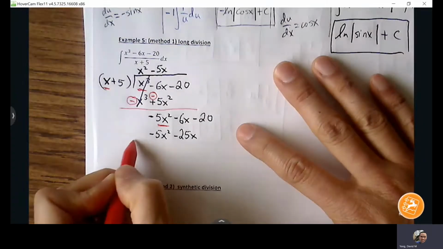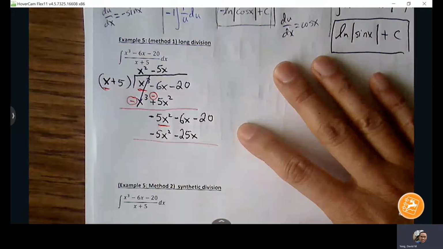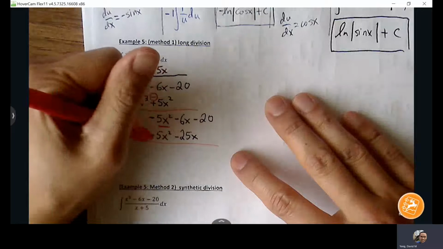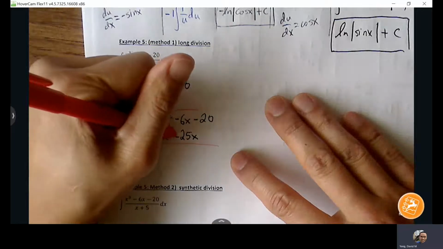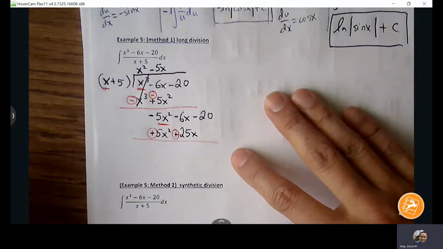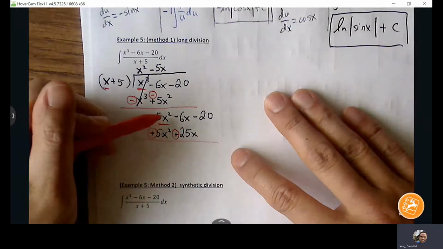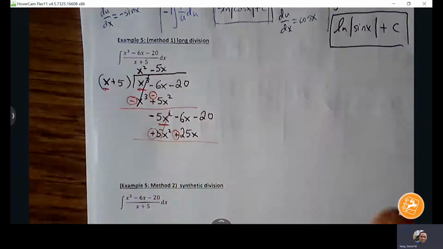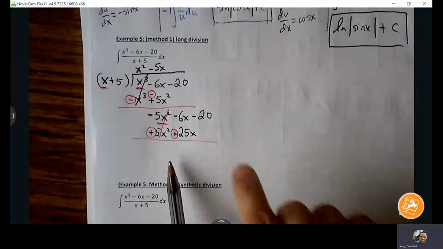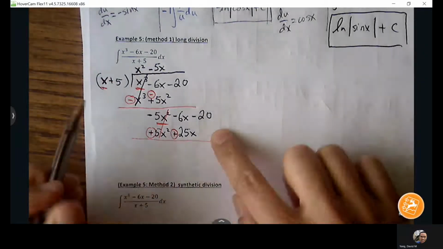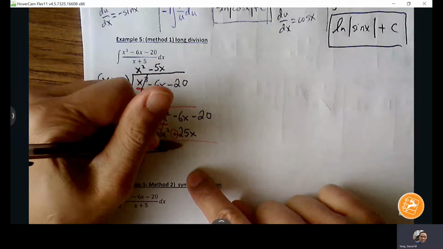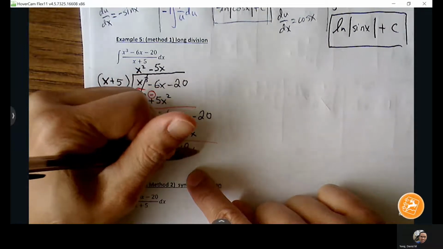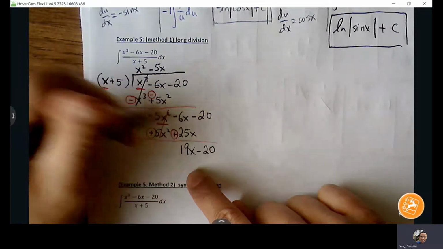Okay, repeat the process here. You're going to draw your line. You're going to change the signs. So negative becomes positive, negative becomes positive. Okay, so now you're going to add. First term will always go away to 0. Okay. Do you see any like terms here? Okay. We get 19x, and then bring down the rest, minus 20.